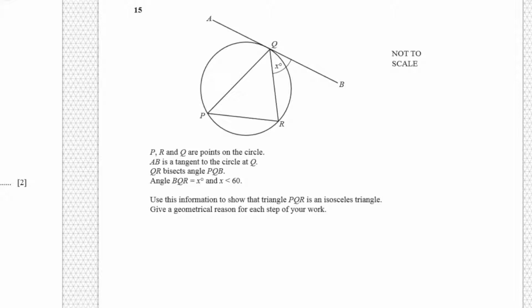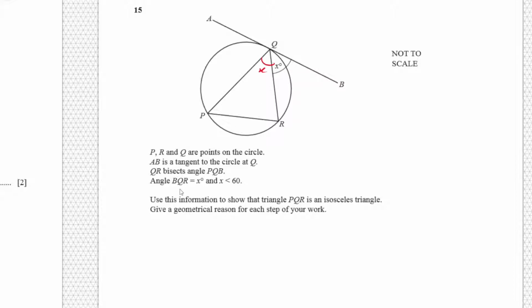Question number 15. P, R, and Q are points on a circle. AB is tangent to the circle at the point Q. QR bisects PQB. PQB, this angle, is bisected by this line QR. Bisect means it crosses right through the middle, right? That's what bisect means. So if it halves the angle and that is x, this is going to be x. Make sense? So we can already say that this is also x. We can say that because we know it's a bisector.